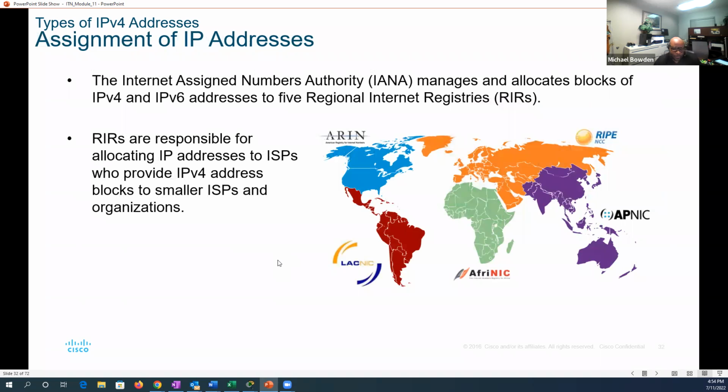And here it goes through the assignment of the addresses, or how the Internet Assigned Numbers Authority manages, allocates blocks of your IPv4 and IPv6 addresses to 5 regional internet registries. And they're responsible for allocating those IP addresses to ISPs, who provide those IP address blocks to smaller ISPs and different organizations.